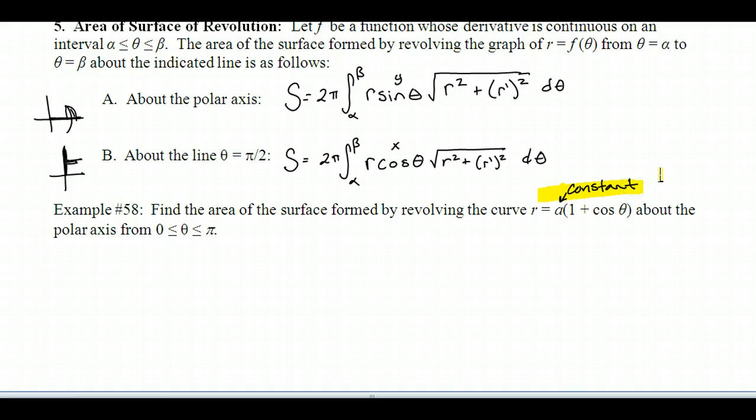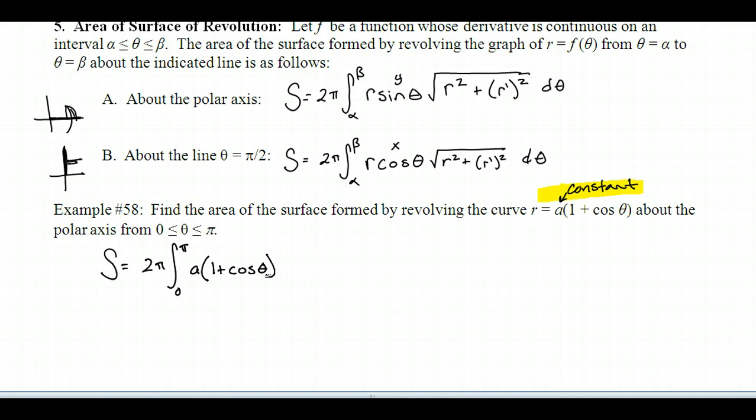But now what this does is say, well, whatever number that is, we can quickly figure out what the area of surface is with our answer. So to set up our equation, if I'm going about our polar axis, we have 2 pi. We're integrating from 0 to pi. I need my equation first. And our equation here is a times 1 plus cosine theta.